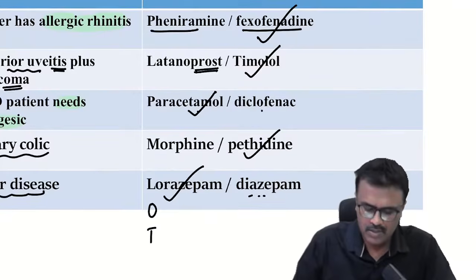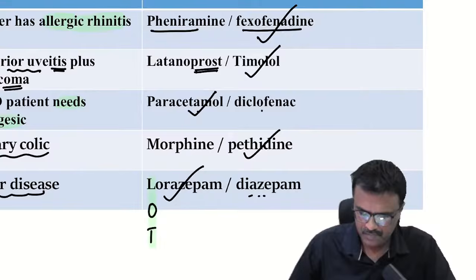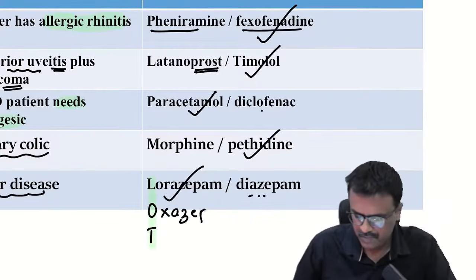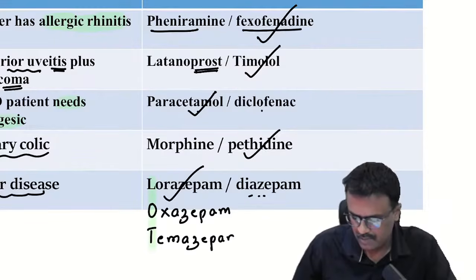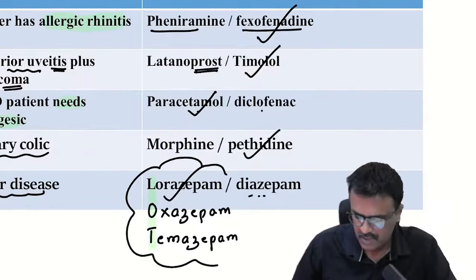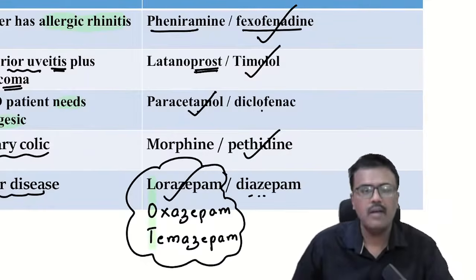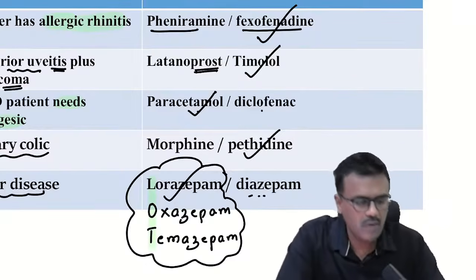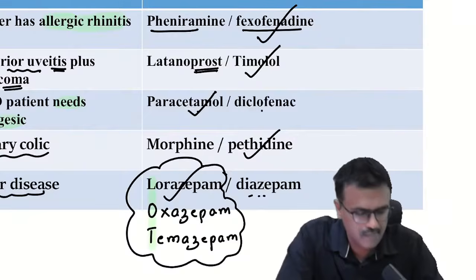The mnemonic is LOT. L for lorazepam, O for oxazepam, T for temazepam. These three benzodiazepines are safe in liver disease or patients having chronic alcoholism.